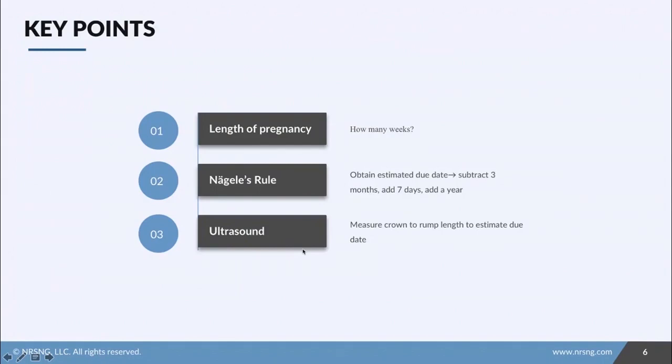Let's just review our key points. Our length of pregnancy is going to be one of our key points. How many weeks is that patient? Remember, 40 weeks is our length of gestation, so we want to know how many weeks she is in that. Nagel's rule is one way we can figure out the gestational age and how far along they are. For that, remember, we take our last menstrual period, subtract 3 months, add 7 days, and then add a year. And then the last way is our ultrasound. This is our measurement from crown to rump, so head to tail, to estimate the due date.